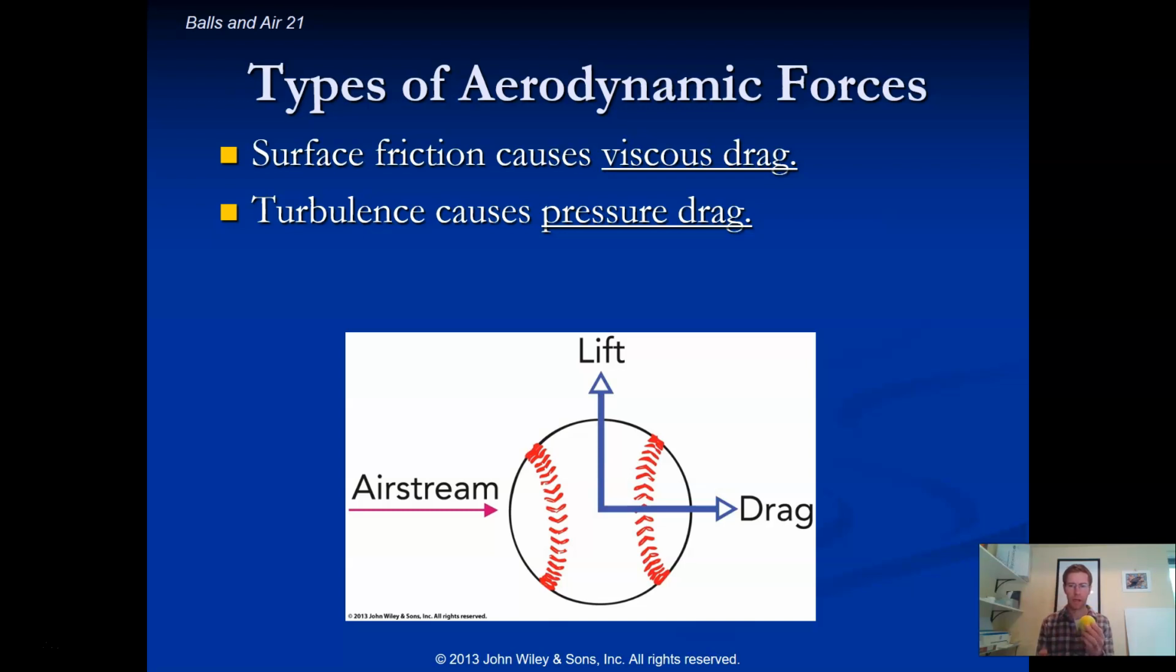Now the drag caused by a different pressure in front and behind the ball is what we call pressure drag. And as we'll unpack in just a few minutes, if a ball is moving very slowly, the air moves around so smoothly that there's almost no pressure difference, and so there's almost no pressure drag.